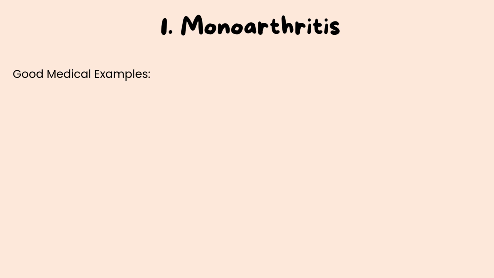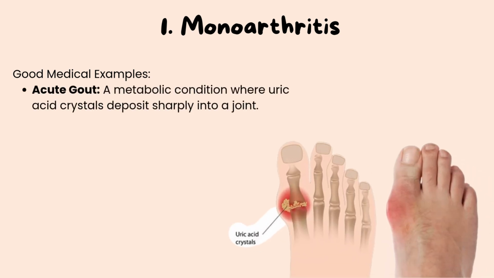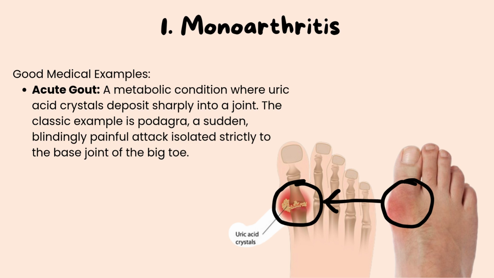Good medical examples include acute gout. It is a metabolic condition where uric acid crystals deposit sharply into a joint. The classic example is podagra, a sudden, blindingly painful attack, isolated strictly to the base joint of the big toe.